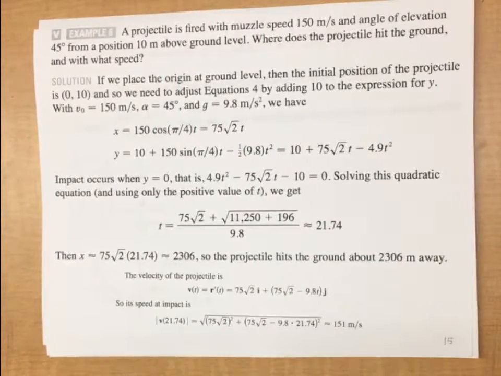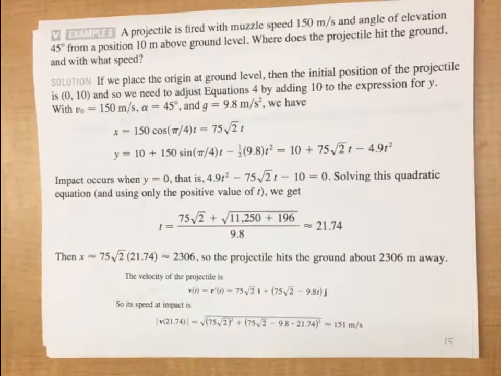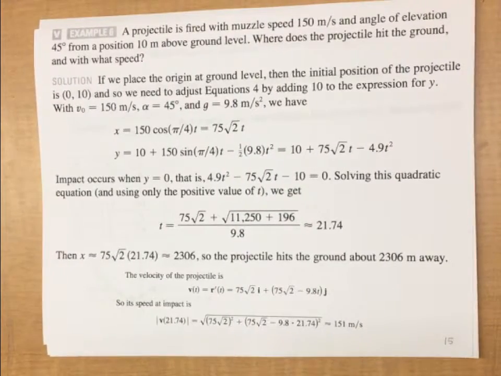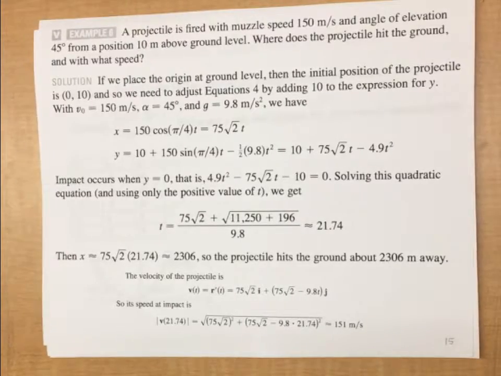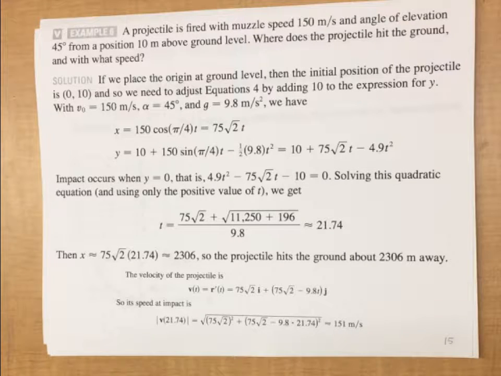And then an example of this would be a projectile is fired with muzzle speed 150 meters per second and angle of elevation 45 degrees from a position 10 meters above ground level. Where does the projectile hit the ground and with what speed? And so if we place the origin at ground level, then the initial position of the projectile is (0, 10). And so we need to adjust the equations by adding 10 to the expression.